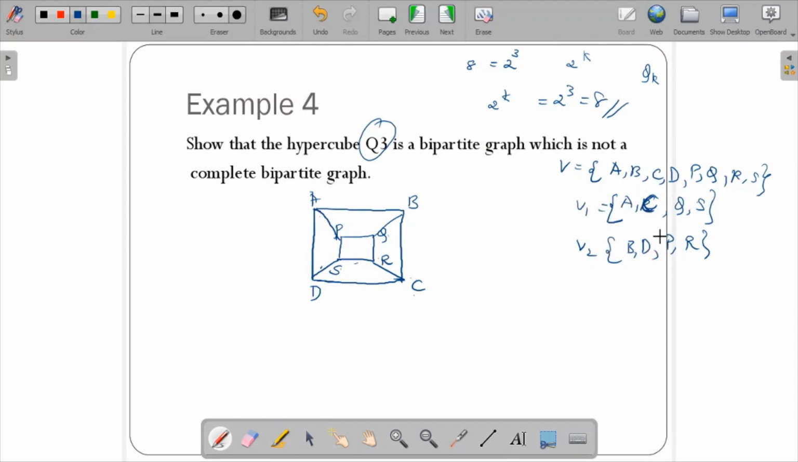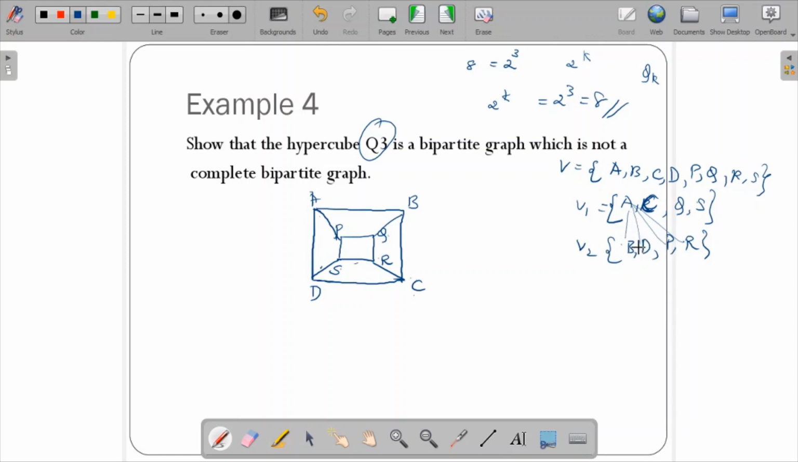Same way, V2 also should be disjoint. After that, every edge in G, that means your graph, joins a vertex in V1 and a vertex in V2. That means anything from A to B there should be a connection. There should be an edge A to B, A to D, A to P, A to Q, and again C to B, C to D, CP, CQ, and so on. If this connection is there, then it is a complete bipartite graph. If there isn't an edge for every pair, then it can be a bipartite graph.